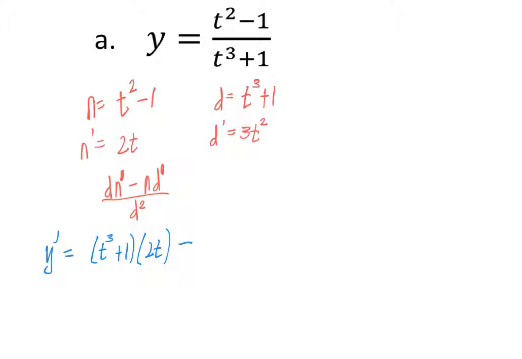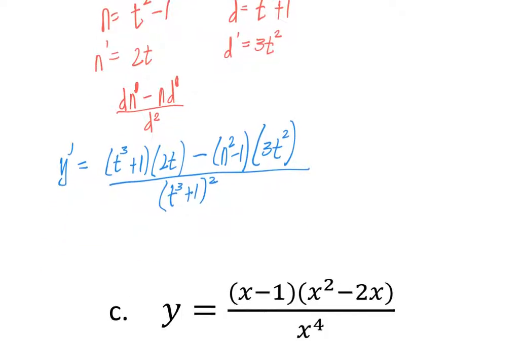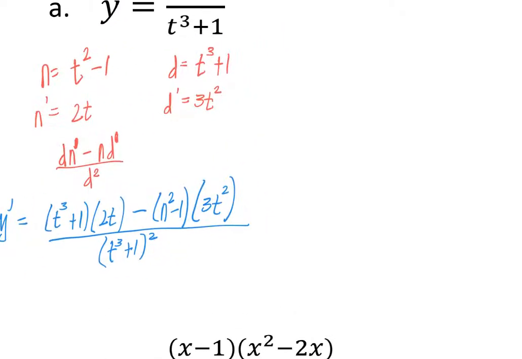Minus, let's see, n is t squared minus 1. The derivative of the denominator is 3t squared, all divided by the denominator squared. So t cubed plus 1 squared. So we can't leave it like that. Let's simplify it out.